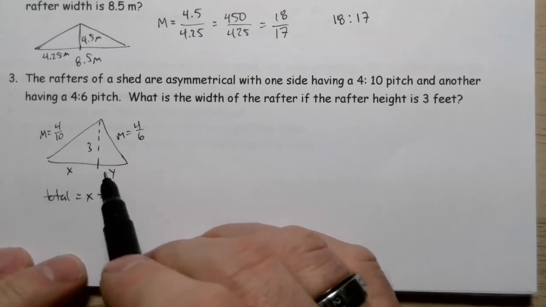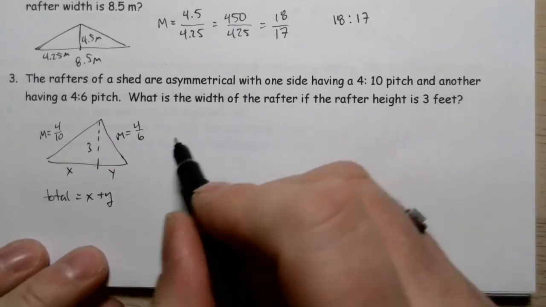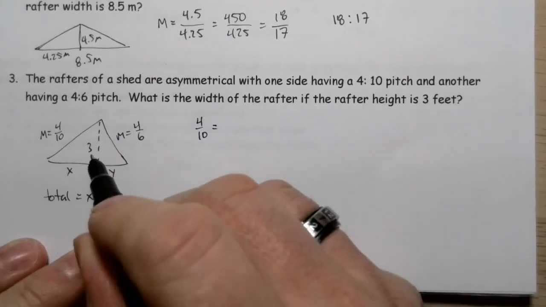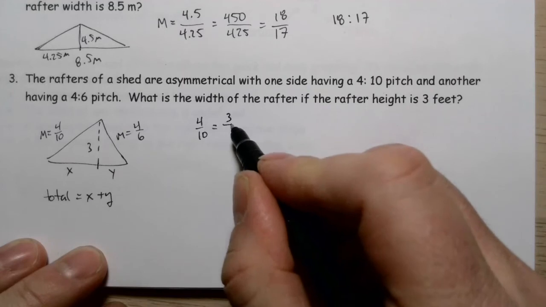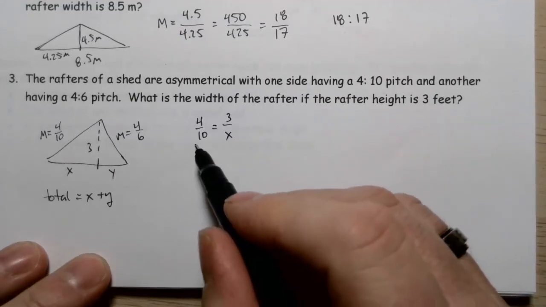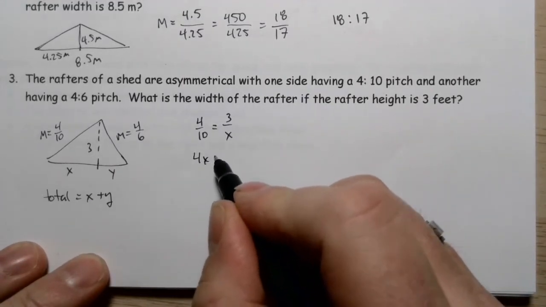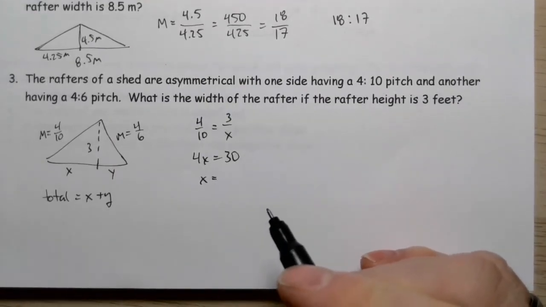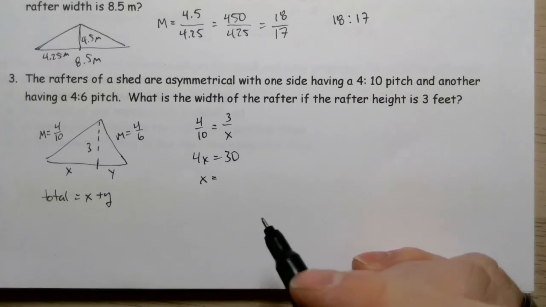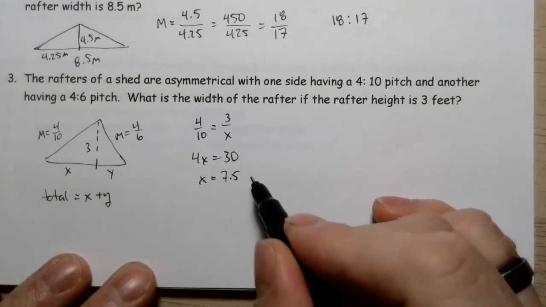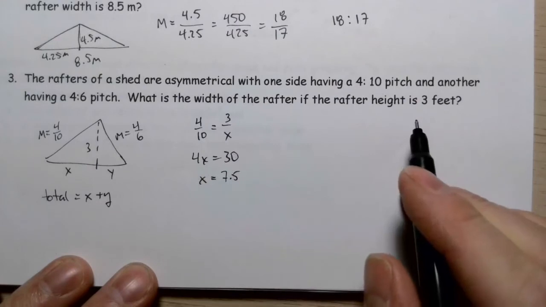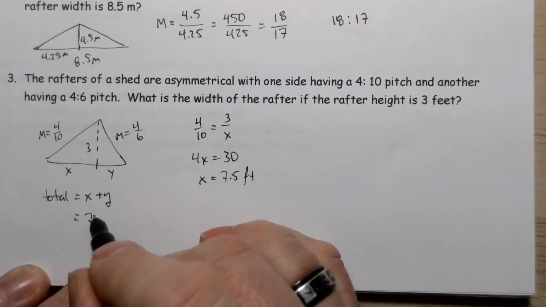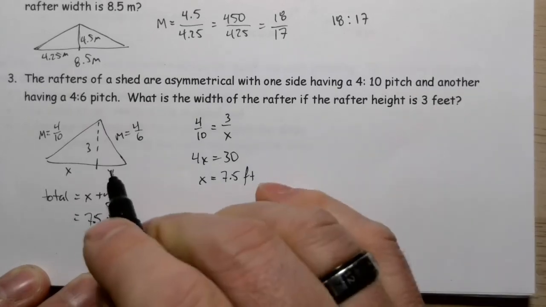So in both cases here, it's the run that's missing. So on the left-hand side, I've got a slope of 4 over 10, rise over run. So my rise is 3, my run is x. Cross multiply, so I'll get 4x is equal to 30. Okay, and if we divide 30 by 4, we get 7.5. Okay, so 7.5 feet. So there's my x. So right there, I can go back and write that as 7.5 feet. And we're going to add that to this one right here.